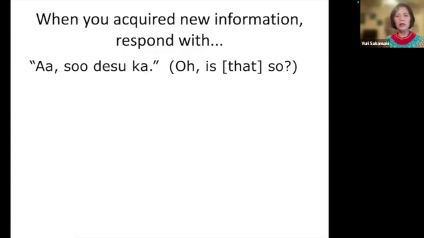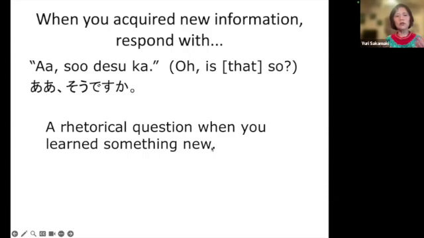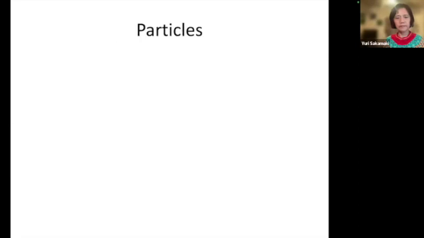So you're saying, oh, is that right? Is that so? It's not a real question, but more of a rhetorical question. When you learn something new, you would say that. そうですか. So instead of just nodding or smiling, if you can say そうですか after learning new information, I think it'll close the conversation nicely and the other person will know that you understood what they said.